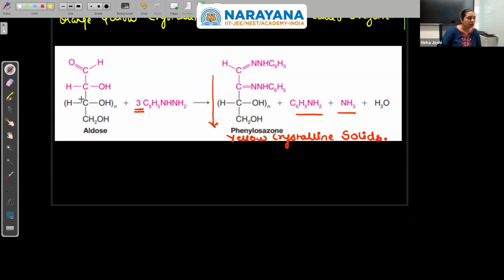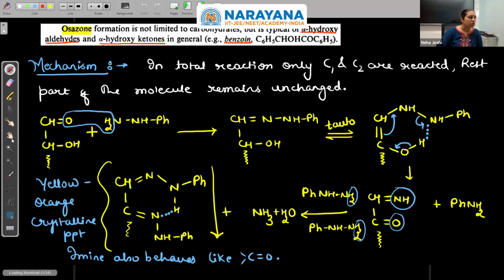So the basic thing that you remember is that only the first two carbons involve some change, and the rest remains the same. So there is a formation of yellow crystalline solids. These are called osazones. Now, what are these osazones?